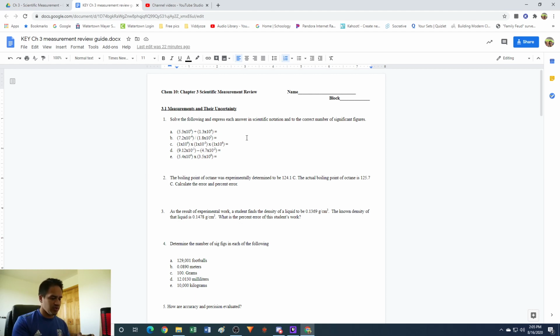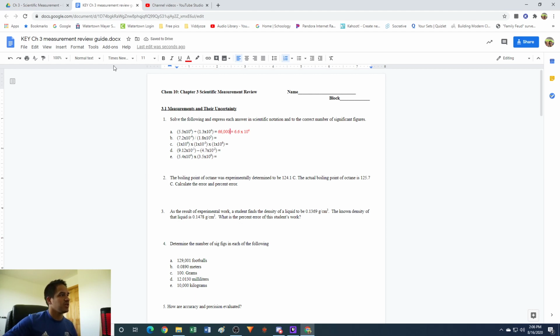So 5.3 times 10 to the 4th plus 1.3 times 10 to the 4th. We get 66,000, but again, we want to round this to the proper number of sig figs, and we want to put it in scientific notation. So, sig figs wise, we want to have 1 place after the decimal. We are doing addition here. So we want to round this to 6.6 times 10 to the 4th power.